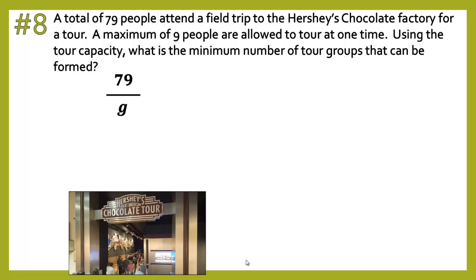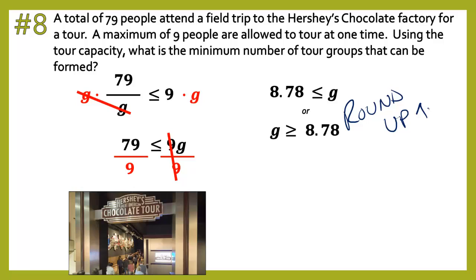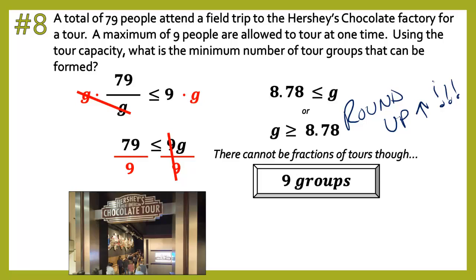So 79 over G is less than or equal to 9. So you're going to multiply G by both sides, which is going to get rid of the G on the bottom here. And then you're going to divide both sides by 9, which is going to give you a fraction of 8.78. Well, G has to be greater than or equal to 8.78. But we can't have a fraction or decimal, so we need to do what? We need to round up. All right, so since we can't have 8.78, we need 9 groups.